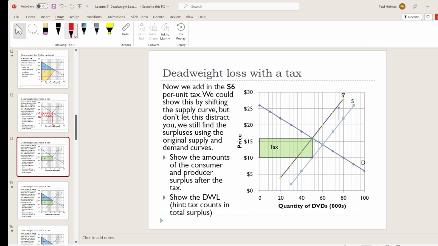Okay, so first off, we want the consumer surplus. Let's go back to the definition. It's the area under the demand curve and above the price the buyers pay. But the buyers pay $16, right? So this area up in here is our consumer surplus.